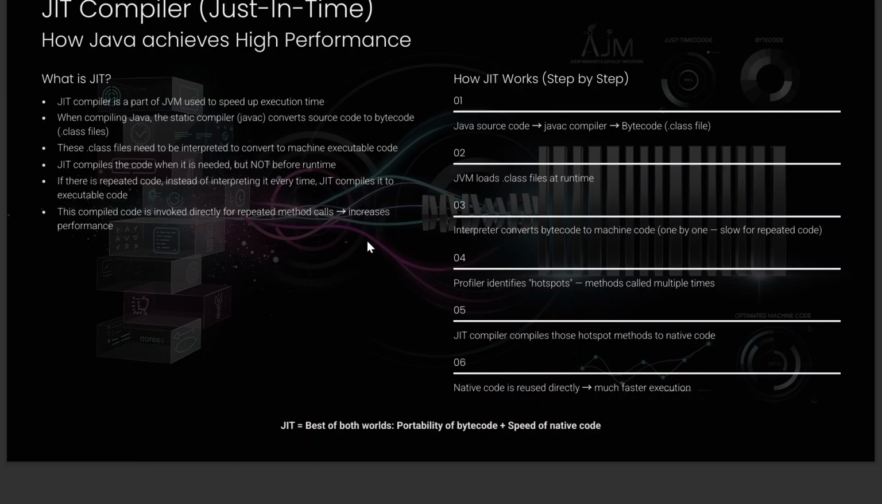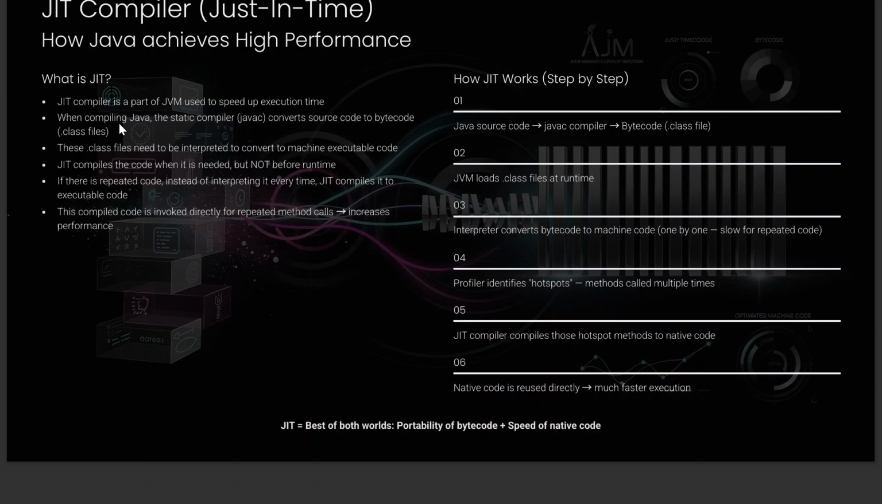Let's see how it achieves high performance. So the JIT compiler is part of your JVM, and it is used to speed up your execution time. This is very important. Always remember that your JIT compiler is inside of your JVM. It is part of your JVM.